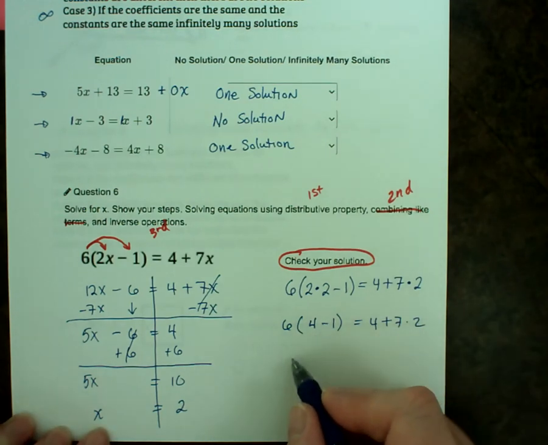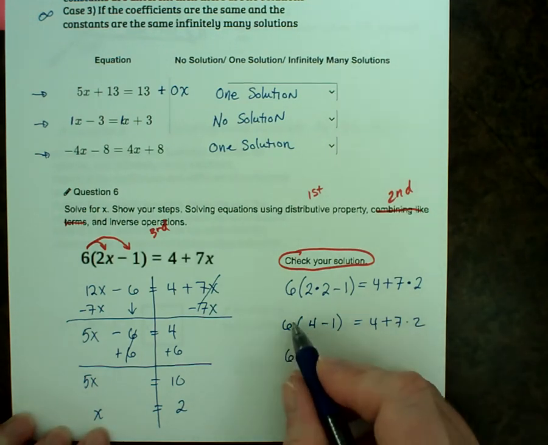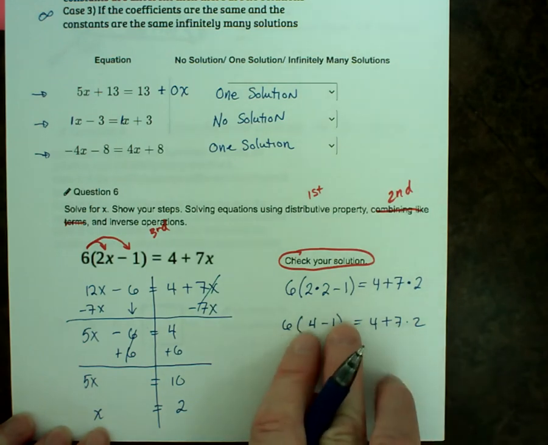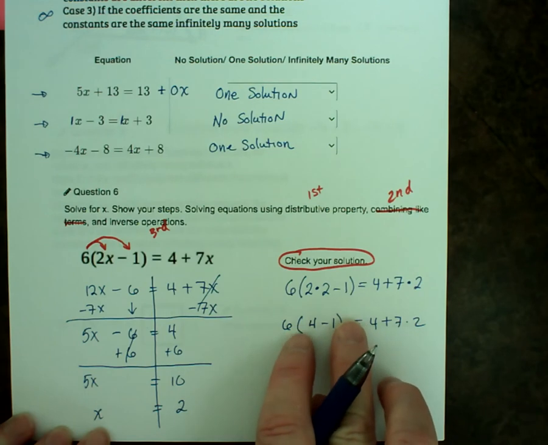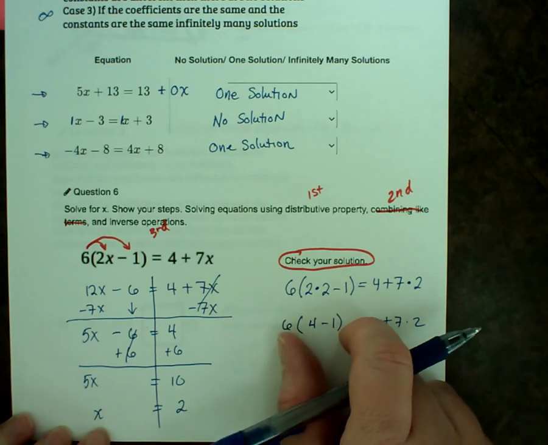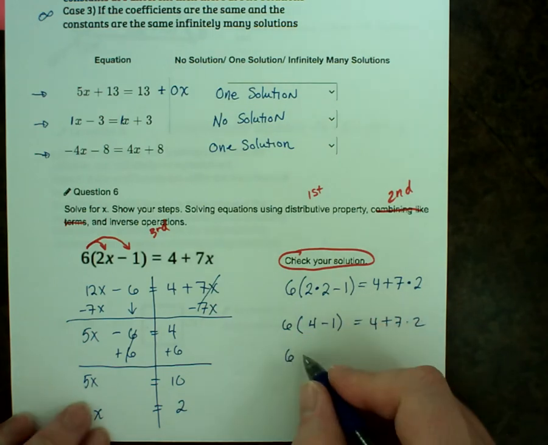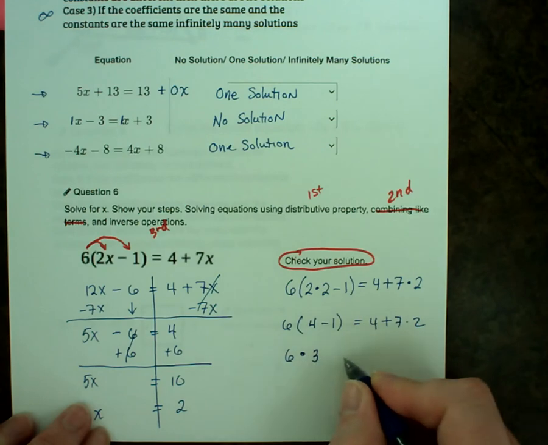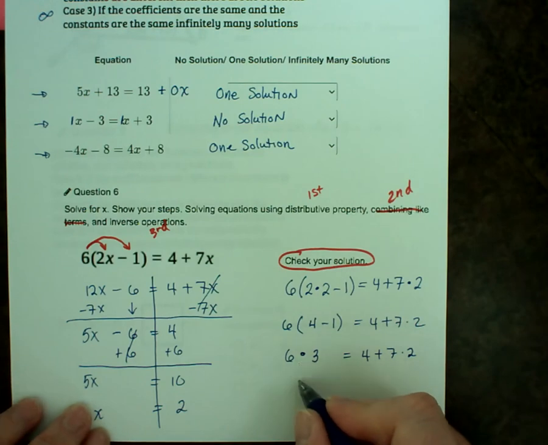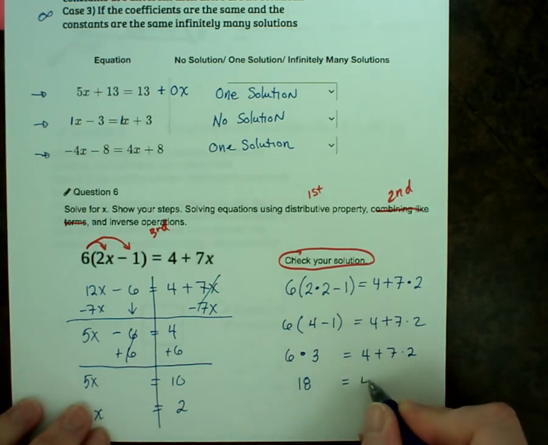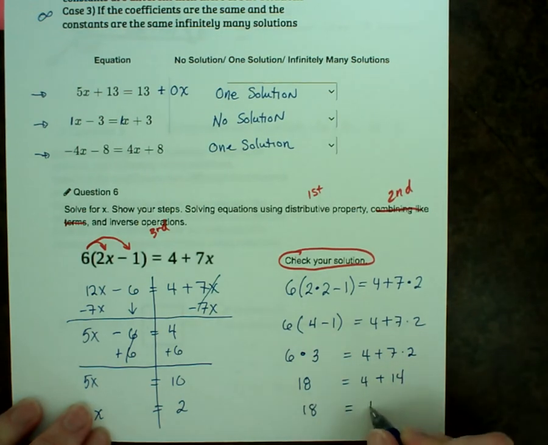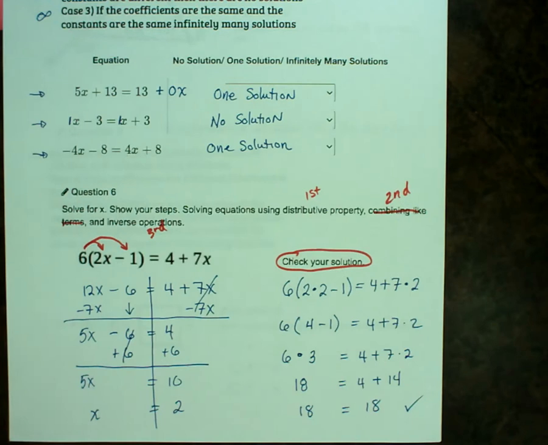Now I can do the subtraction. I don't multiply. You could distribute, but inside the parentheses, you can combine these. So it tells you that under normal order of operations, you are doing inside the parentheses first. So that's why it's 6 times 3 equals 4 plus 7 times 2. 18 equals 4 plus 14. 18 equals 18. Check.